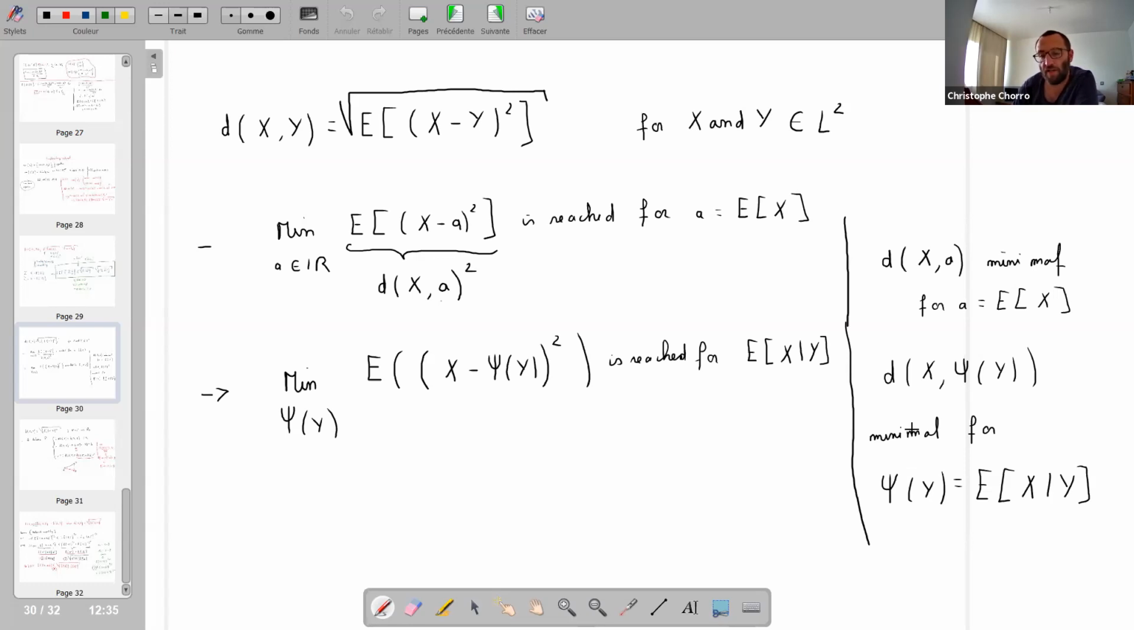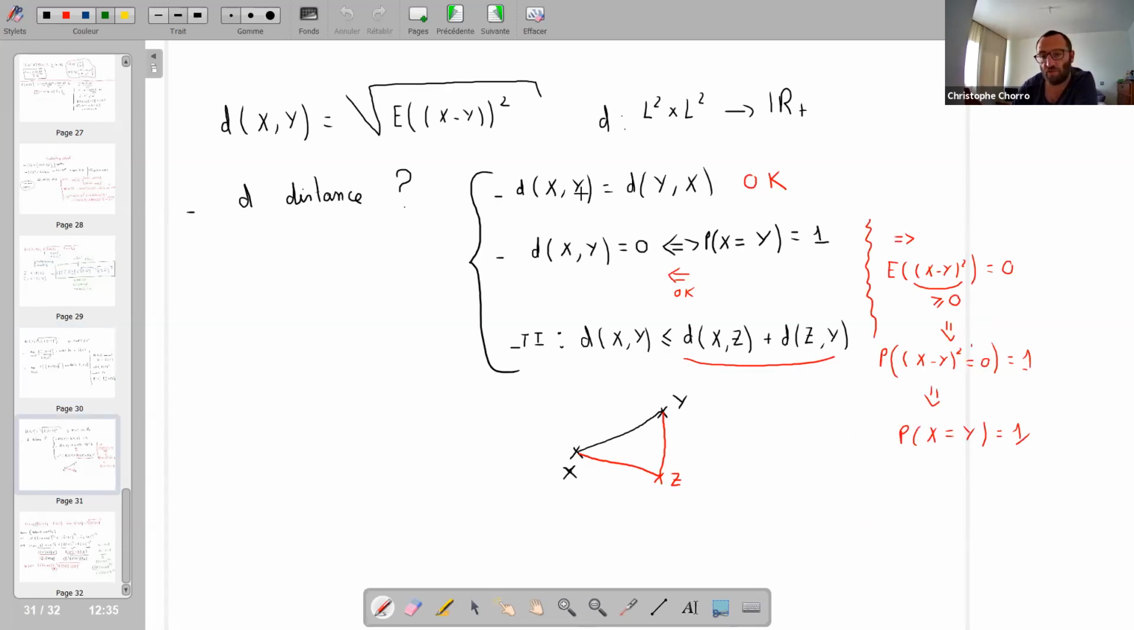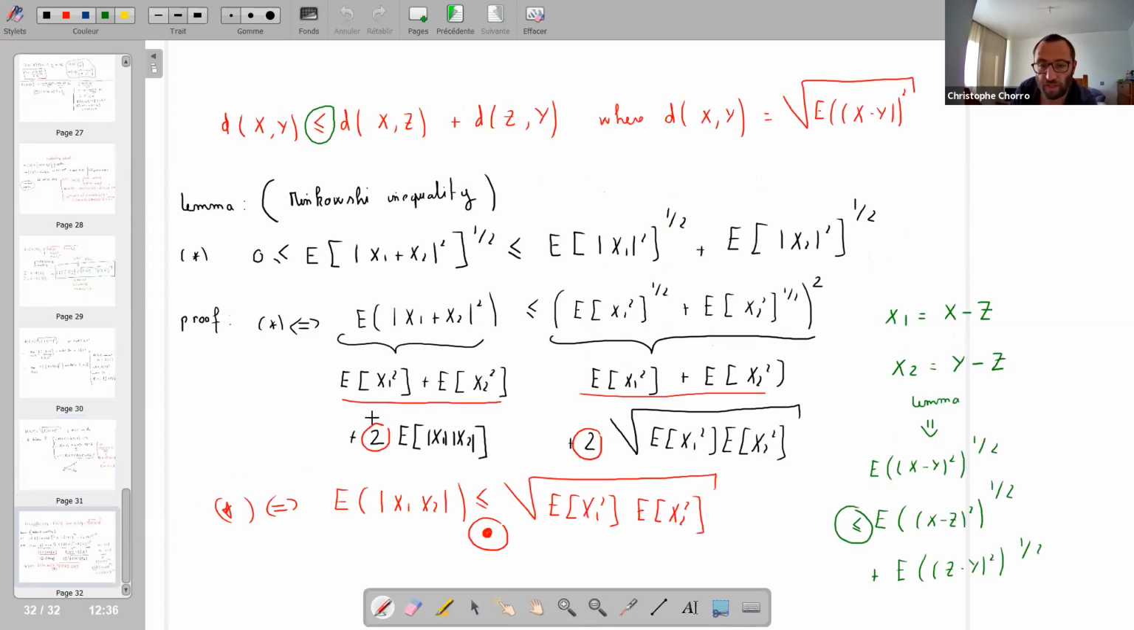And what I have proved here is to use the Cauchy-Schwarz inequality to prove that D is really a distance in the sense of topology. So in the sense of topology, a distance is what? Something that is symmetric, that fulfills the fact that the distance between 2 points is 0 if and only if these 2 points are equal, and something that fulfills the triangular inequality. And if I want to prove the triangular inequality here, the way to do the proof is the last slide of today, the proof of this lemma, that is just, in fact, the Cauchy-Schwarz inequality.